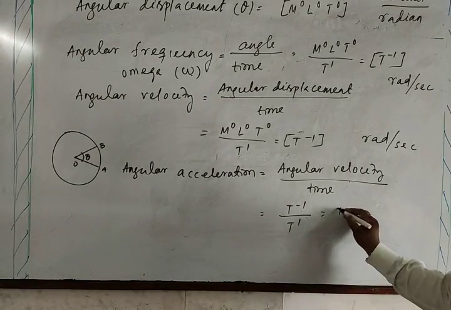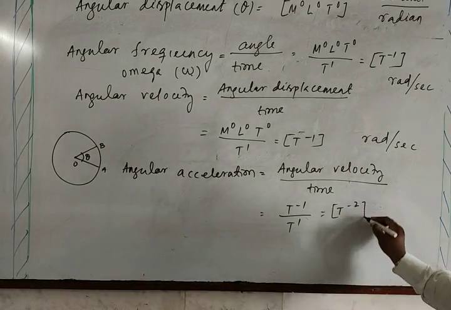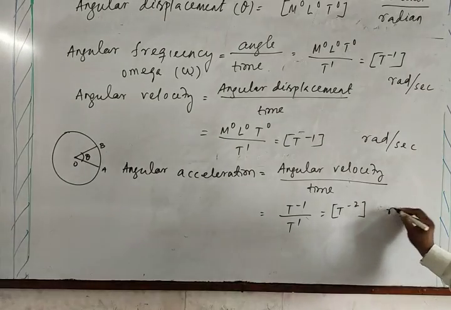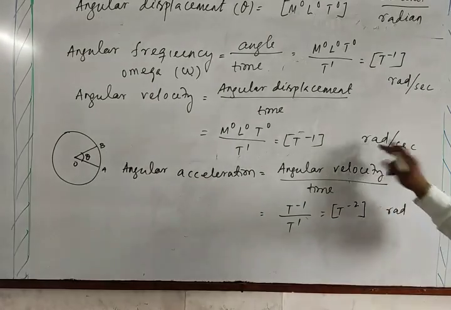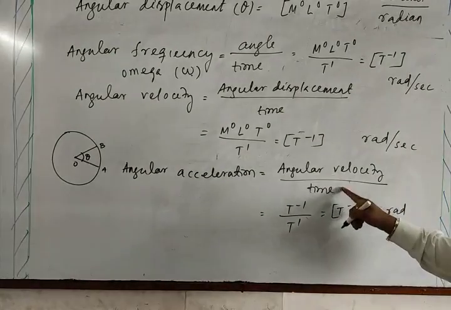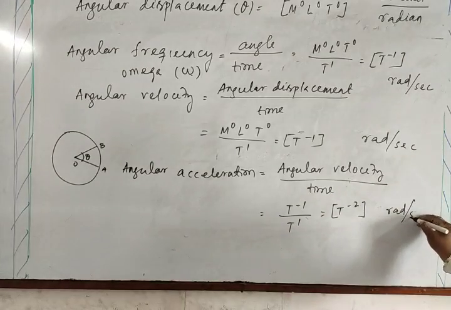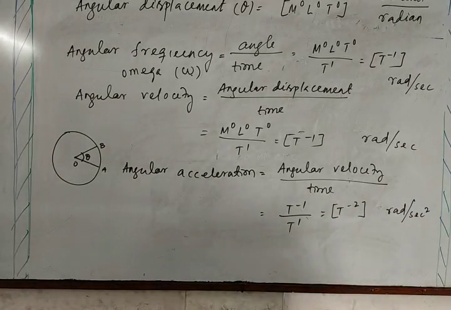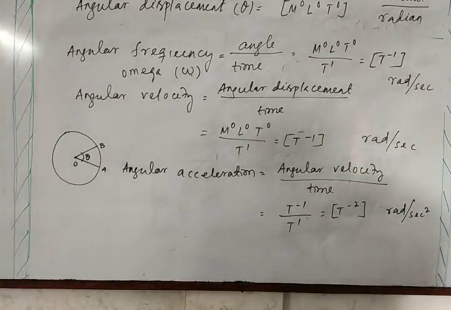So this will be equal to T^-2. But don't write second inverse, that is, there is a radian, because angular velocity involves radian. It is radian per second divided by time, so radian per second square. Okay, that is the SI unit for angular acceleration.